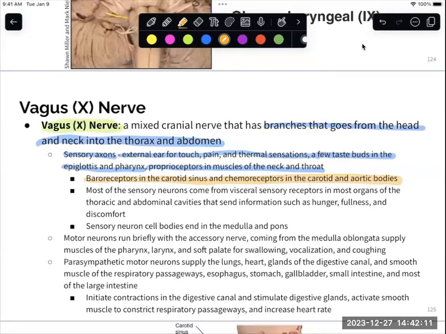Sensory from visceral receptors. So that's most of the organs in your thoracic and abdominal cavity. Can send hunger, fullness, and discomfort.